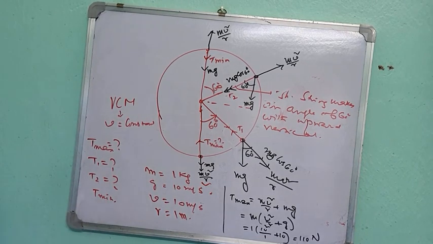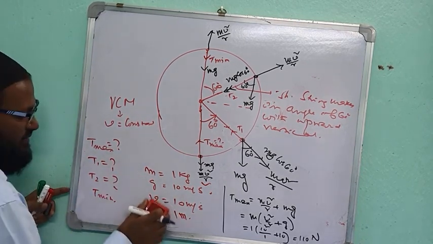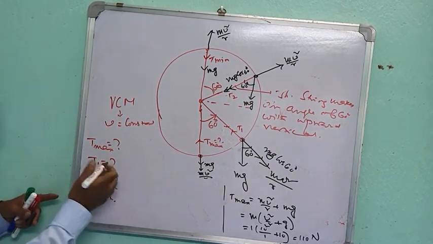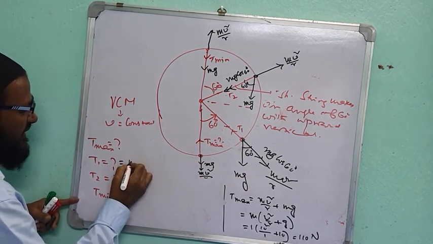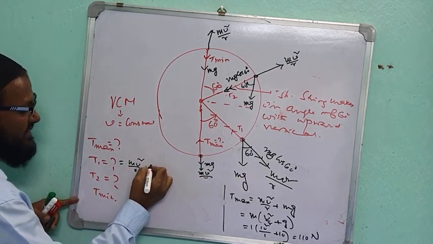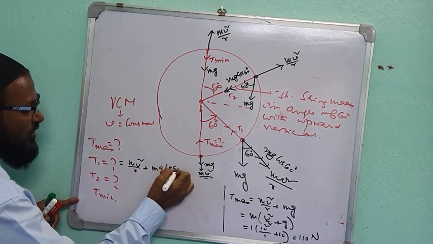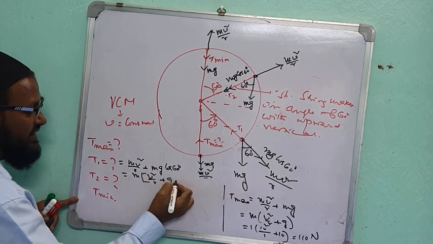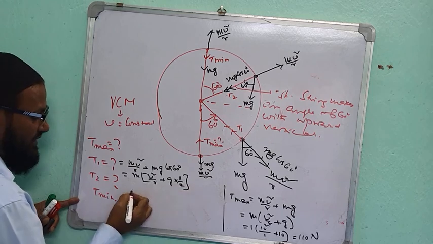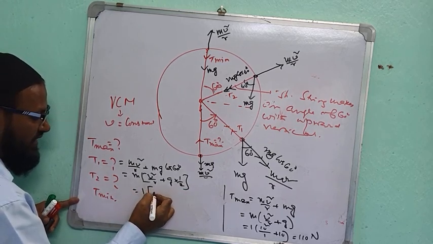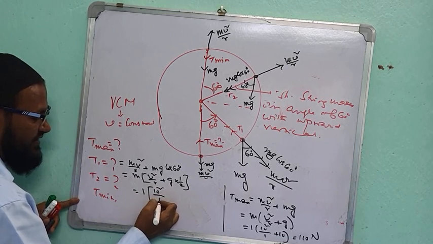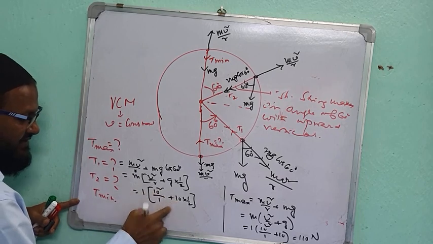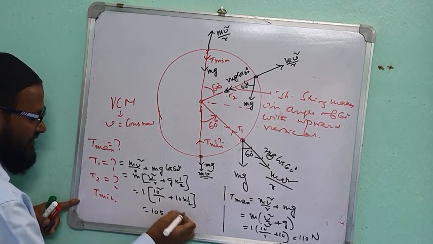T1. I am deleting here. Please give me the value. Next thing is T1. What is T1 from the figure? T1 is mv squared by r plus mg cos 60 degree. Take m common. This is v squared by r plus g cos 60, half. m equal to 1, v equal to 10 squared, this is 1, this is g 10. So this is 100, this is 5. So 105 newton. This is the answer.